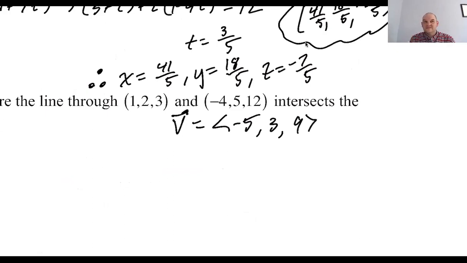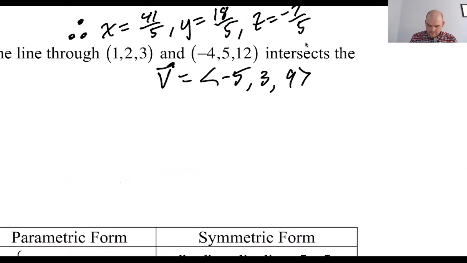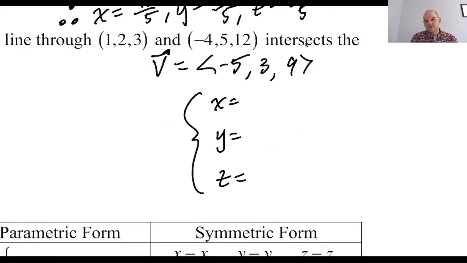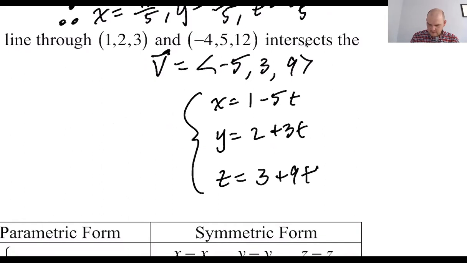And now I'm going to write the equation of the line. I'm going to use parametrics because that is the best form of the line. x equals, y equals, z equals. I'm going to use the point (1, 2, 3). I think anyone is crazy if they use the other one. Why would you do that? Negative 4, 5, 12, that's what you want to deal with? All right, minus 5t, and then plus 3t, and then plus 9t. t is an element of the reals, so that we can go every which way in space.